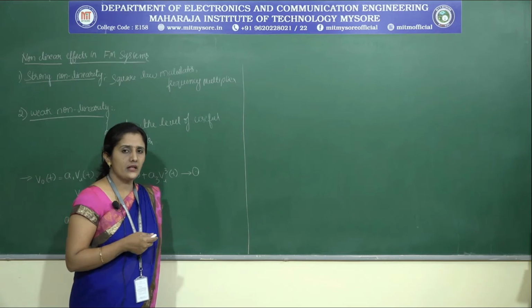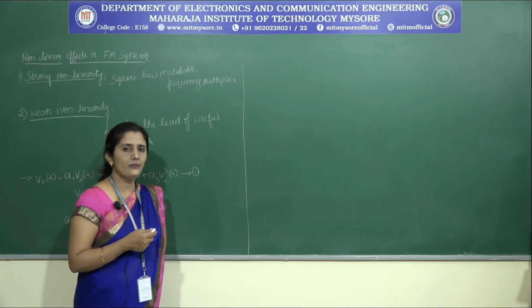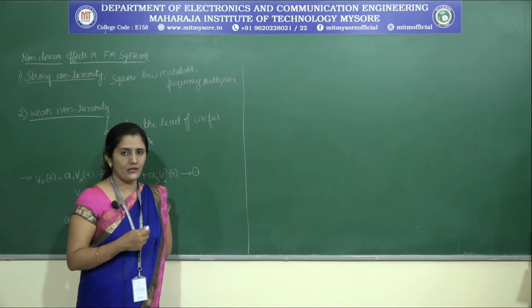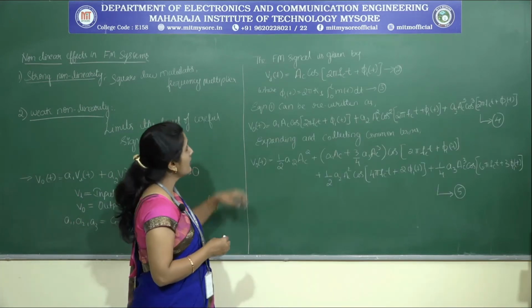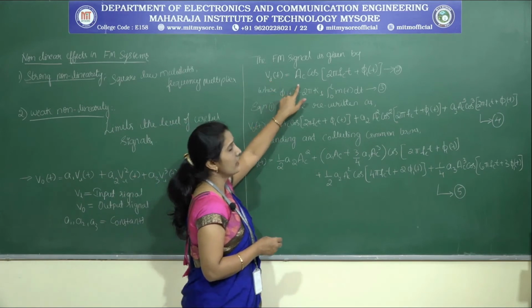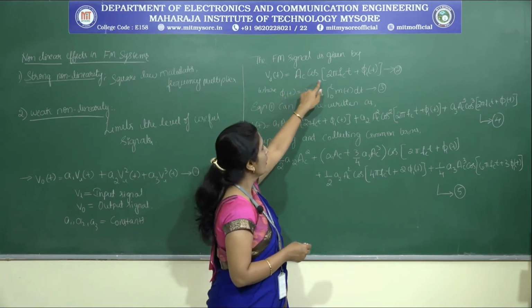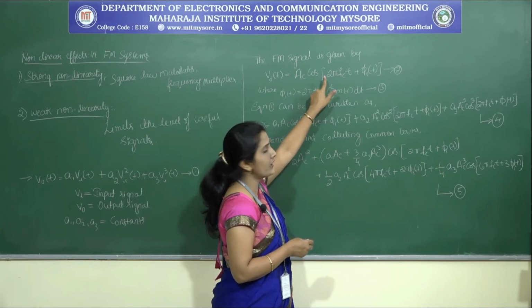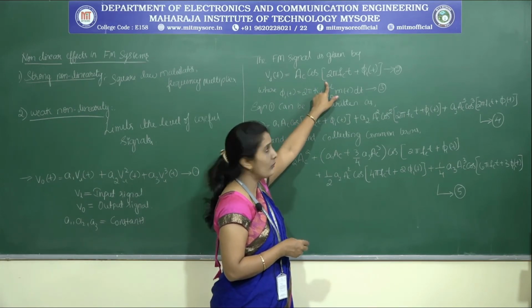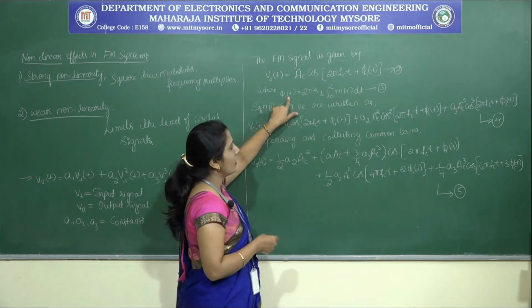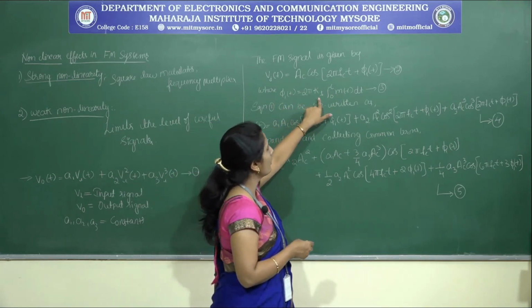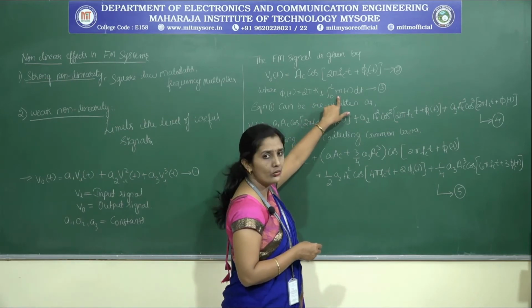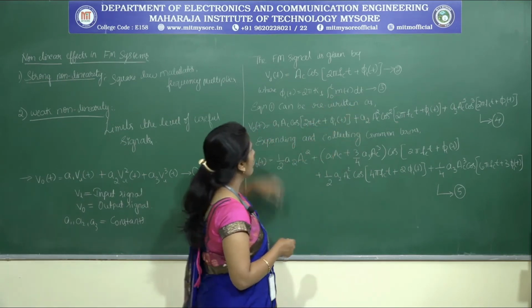Considering the memoryless channel, we are going to discuss the effect of transmitting an FM modulated wave. The FM signal is given by Vi of t equal to AC into cos of 2 pi fct plus phi 1 of t. Let us consider this as equation number 2. Now, phi 1 of t is equal to 2 pi into kf integrating from 0 to t of m of t dt. Let us consider this as equation 3.